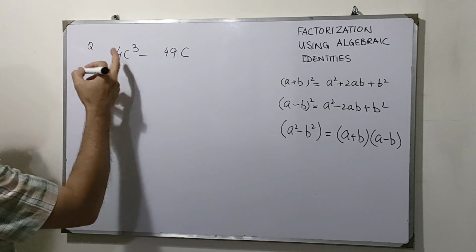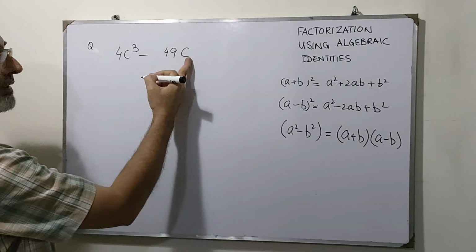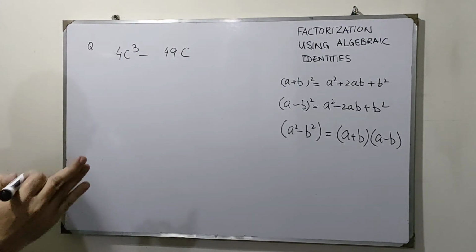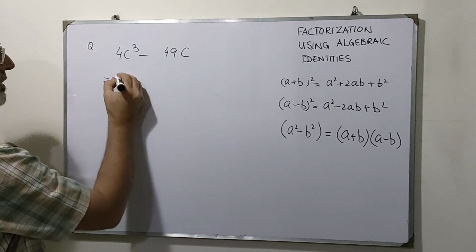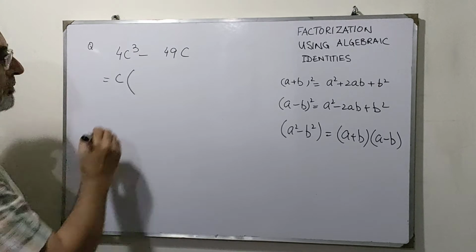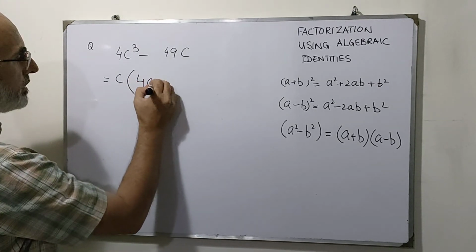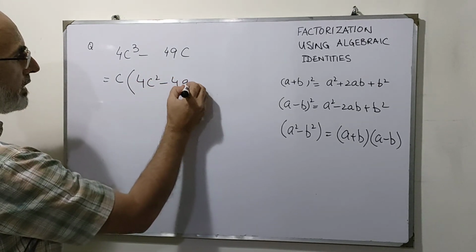So what are we going to do? We have a cube here and a c here. So we can see that c is common in both the terms. So c is taken as common. So we have here 4c square minus 49.